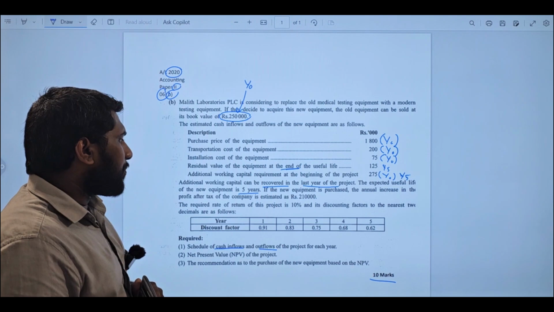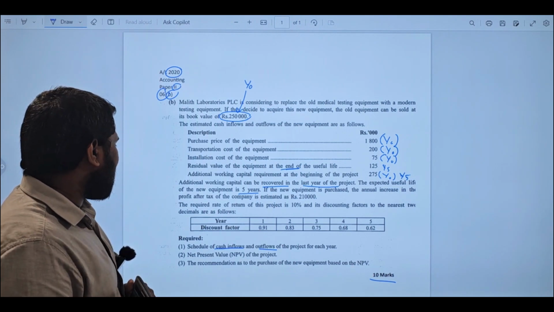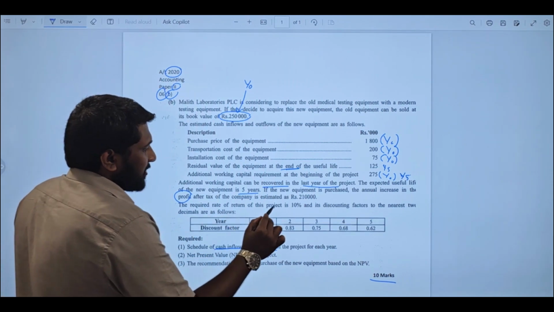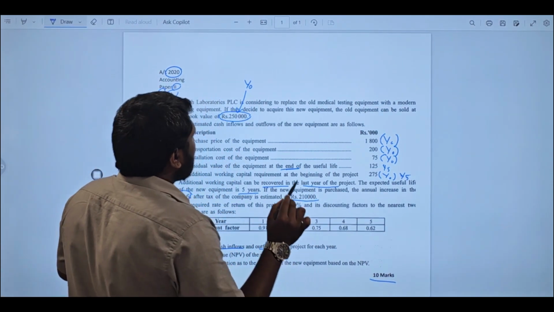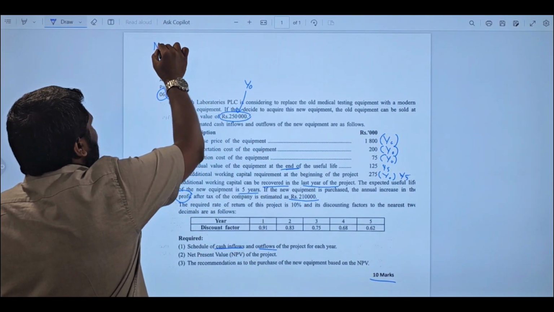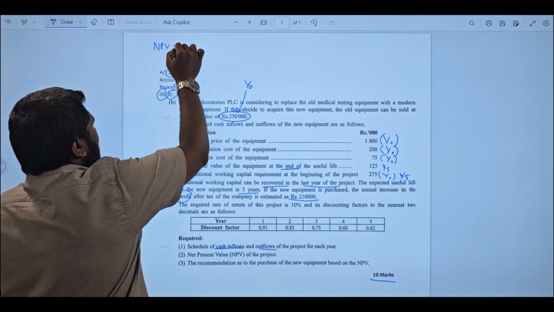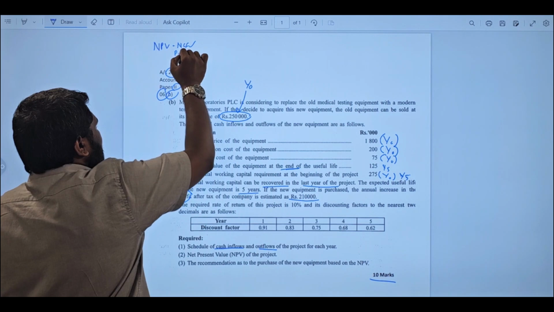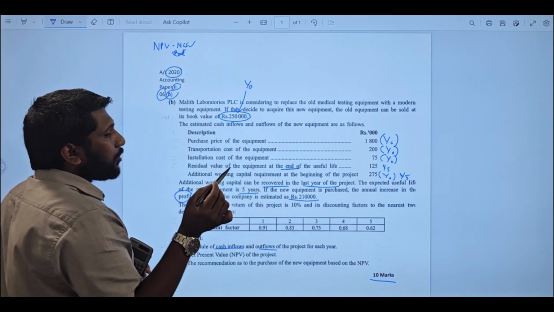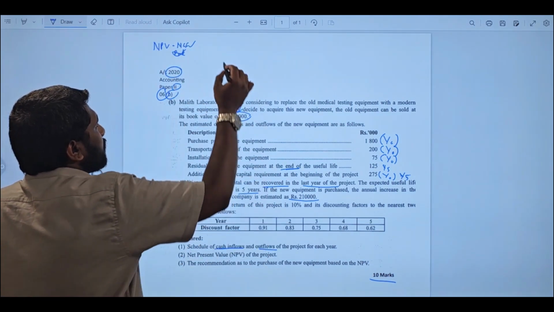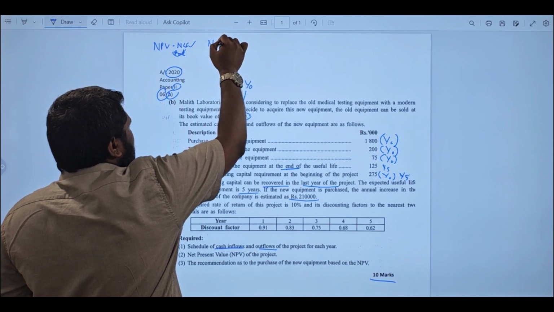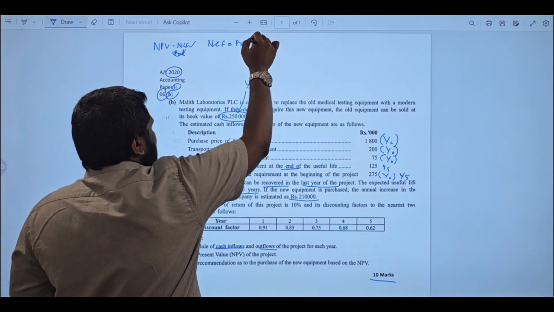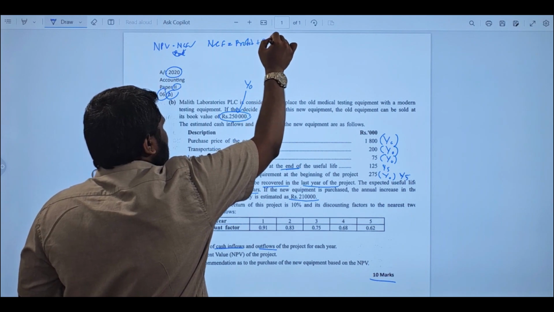If the new equipment is purchased, the annual increase in the profit. So they have given the profits in this question. How much is that? 210,000. Normally for the NPV calculation, we are taking the net cash flows. We are not taking the profits. So how to find the net cash flows? You know, net cash flows equals profits plus the depreciation.